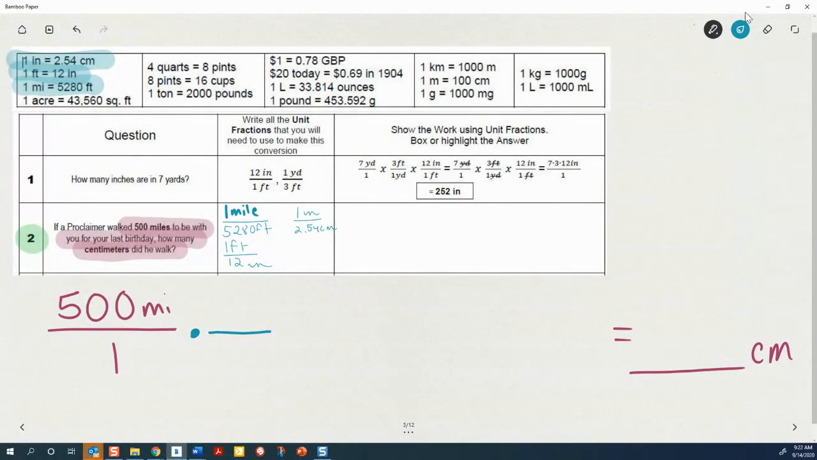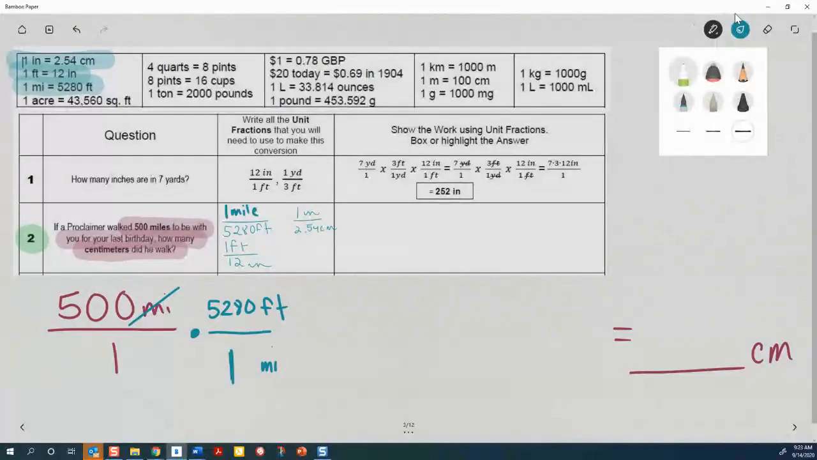And if I want to be able to divide out this mile, I've got to have miles down in the bottom, right? So I can put the 5,280 miles in the denominator. Oh, wait. That's wrong, isn't it? It's 1 mile. Good thing I wrote the unit so I could catch that. 1 mile. And then the 5,280 feet would go in the numerator.